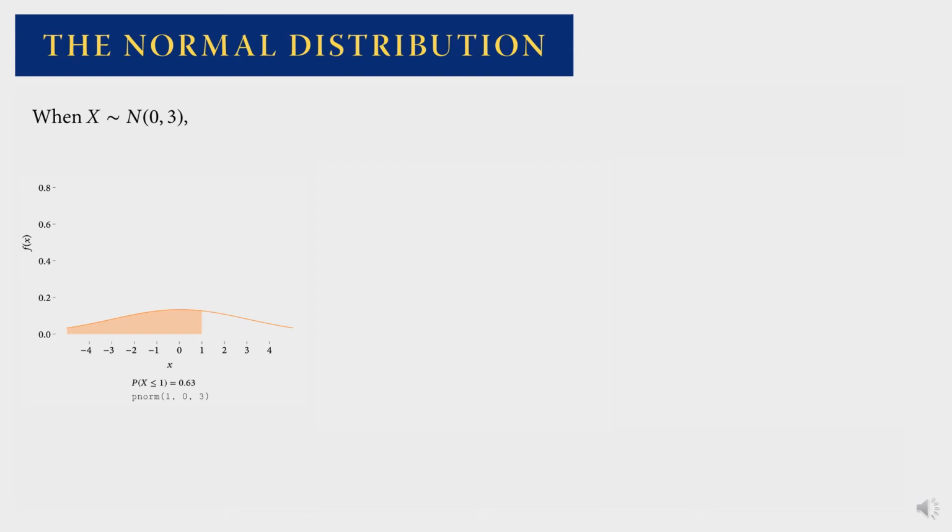Now I'm doing the same thing with the normal distribution where the mean is 0 and the standard deviation is 3. The probability that x is less than or equal to 1 is 0.63 using the pnorm command from before. The probability that x is greater than 1 is 0.37 using the same process as before.